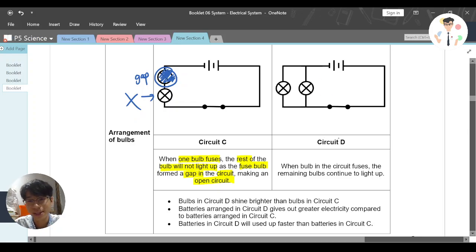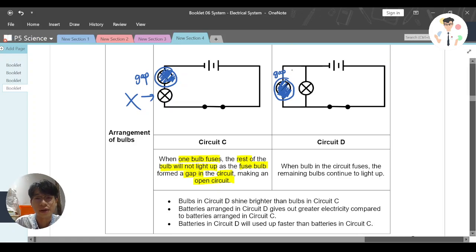On the other hand, when in circuit D one of the bulbs fuses, the remaining will still be able to light up. Means that if this is spoiled, this forms a gap, but it doesn't affect the round here. Can you see here? So it doesn't affect.